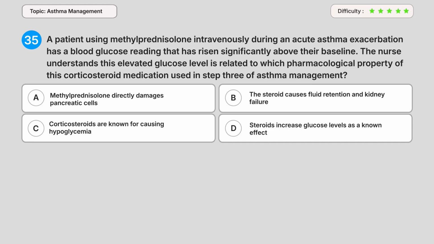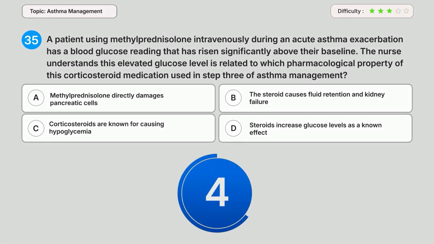A. Methylprednisolone directly damages pancreatic cells. B. The steroid causes fluid retention and kidney failure. C. Corticosteroids are known for causing hypoglycemia. D. Steroids increase glucose levels as a known effect. Do you know the answer?